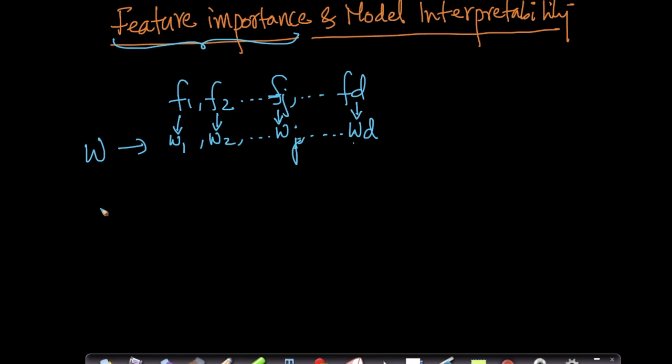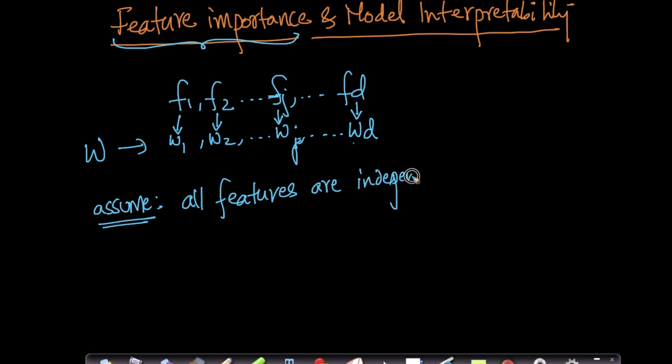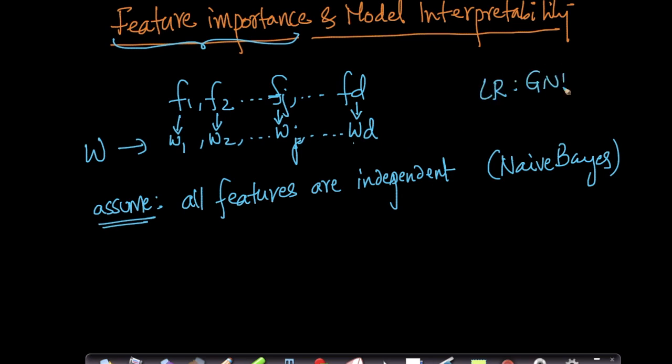Now, a big assumption we are making, let's assume that all features are independent. This is the same assumption that we had in naive Bayes. Remember, what is logistic regression from a probability standpoint? From a probability standpoint, logistic regression is nothing but Gaussian naive Bayes plus Bernoulli distribution on class labels.